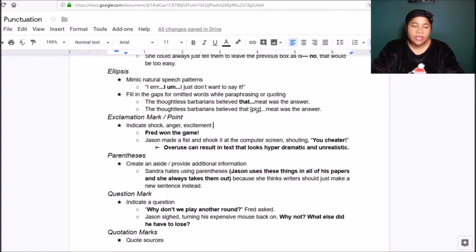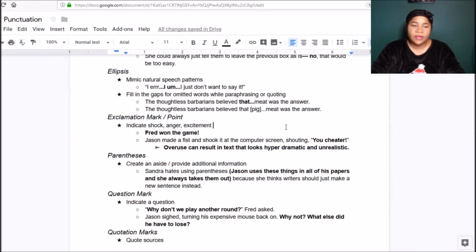So I have in here an example of brackets. Brackets usually go close together with ellipses, because when you quote something, you may not need the entire sentence. The ellipsis is supposed to show you that you left out something and then show the end of that sentence. So this whole phrase, "the thoughtless barbarians believed that," we don't know the rest of that sentence except for the end, which is "meat was the answer." Now, reading that, you don't know what kind of meat. So you may use brackets to summarize part of it.